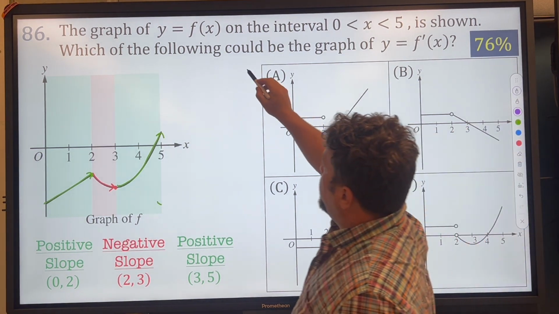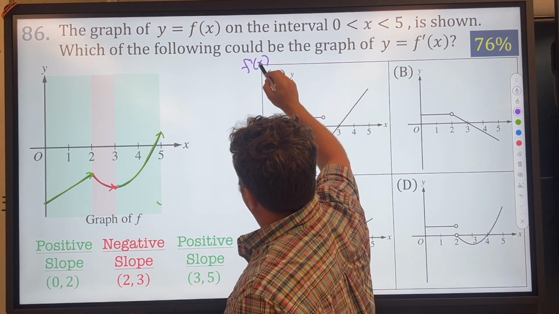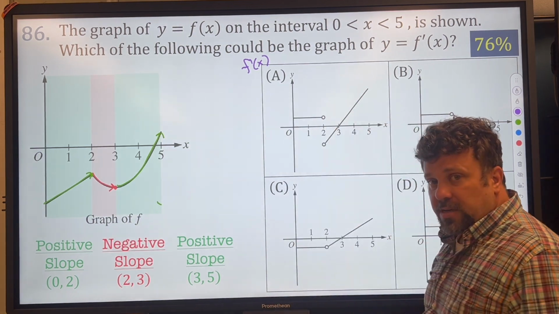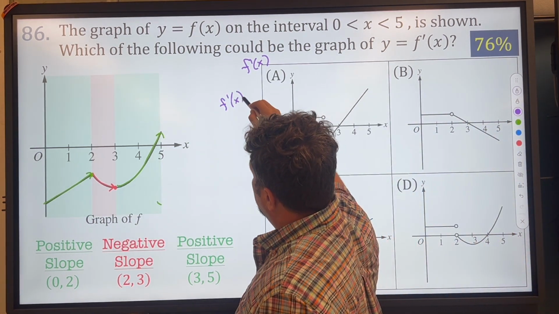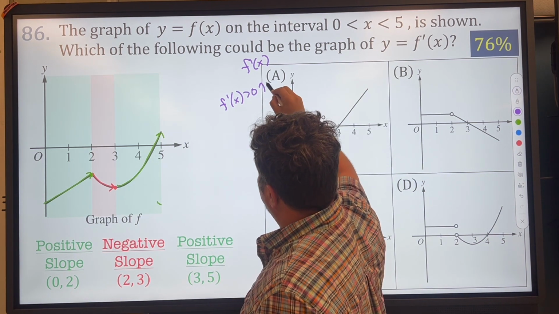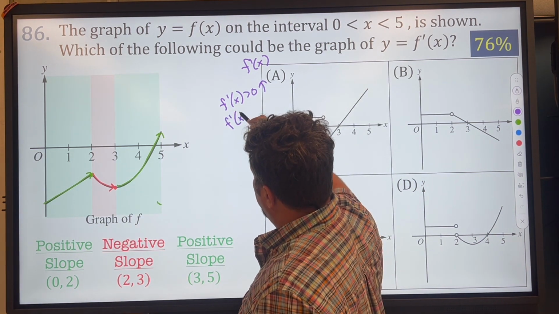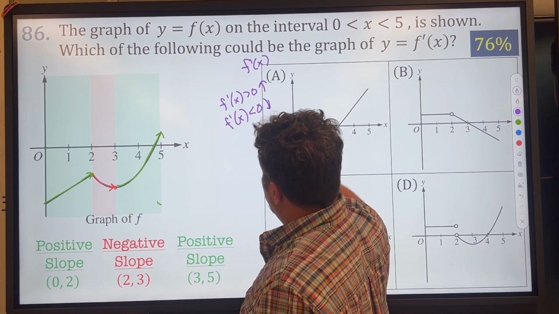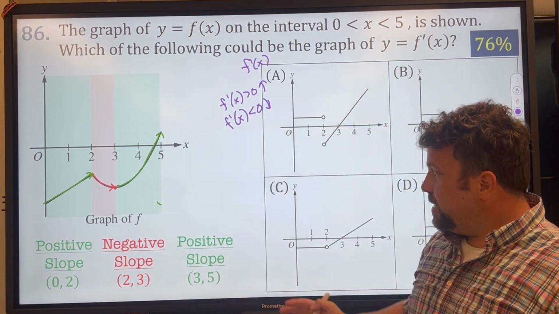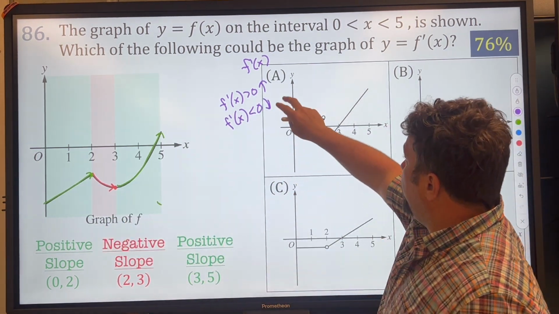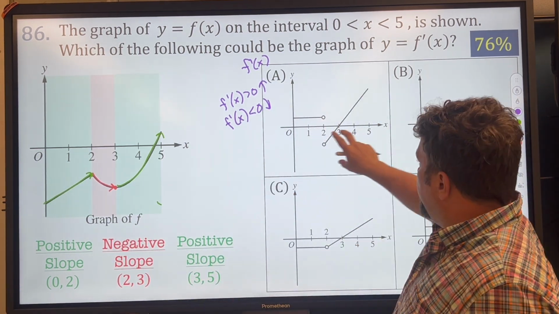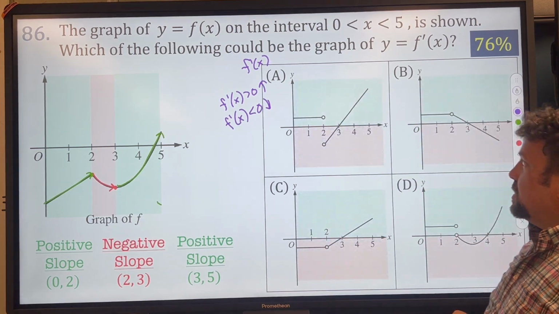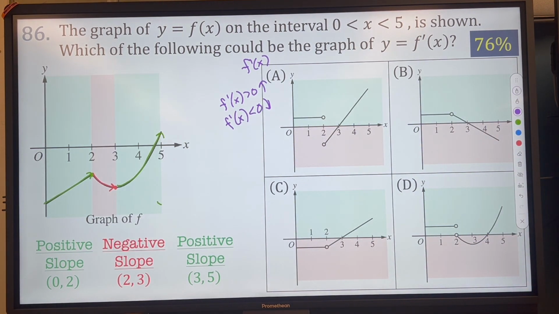Now these graphs right here are my graphs of f prime x. Okay? Now the way this works is when f prime x is greater than 0, the graph is rising. When f prime x is less than 0, the graph is falling. So anytime you have a positive slope, your graph is going to be above the x-axis. Anytime you have a negative slope, the graph is going to be below the x-axis. So if we highlight these as green above, red below, we could figure this out.